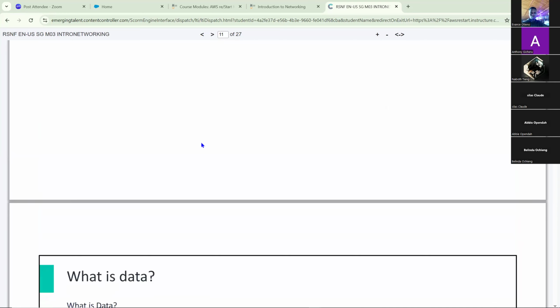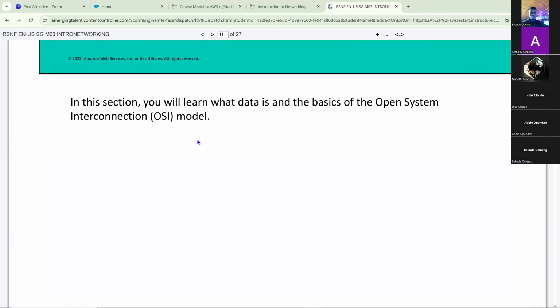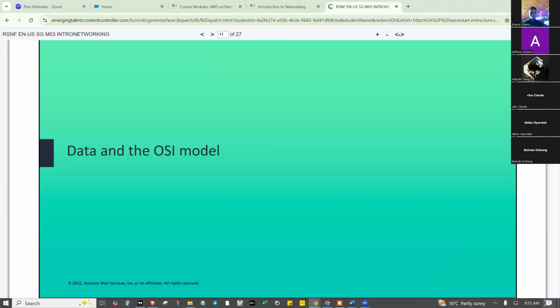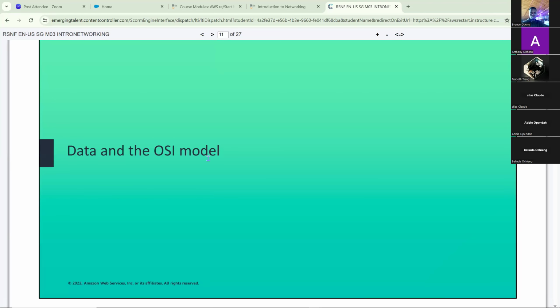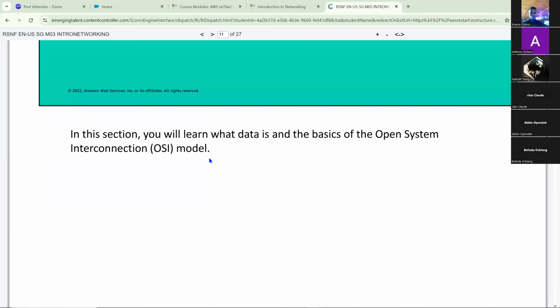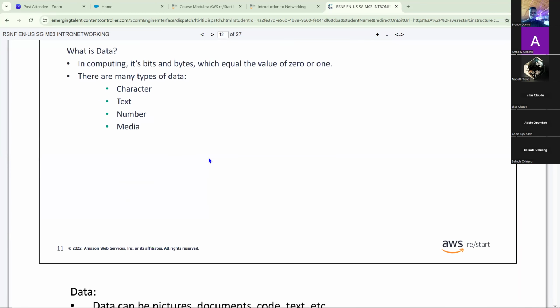Now we are going to talk about data and the OCI model. Let me see if we are there yet. We are not yet there. So let us just do data first. Let's do data first. Data.